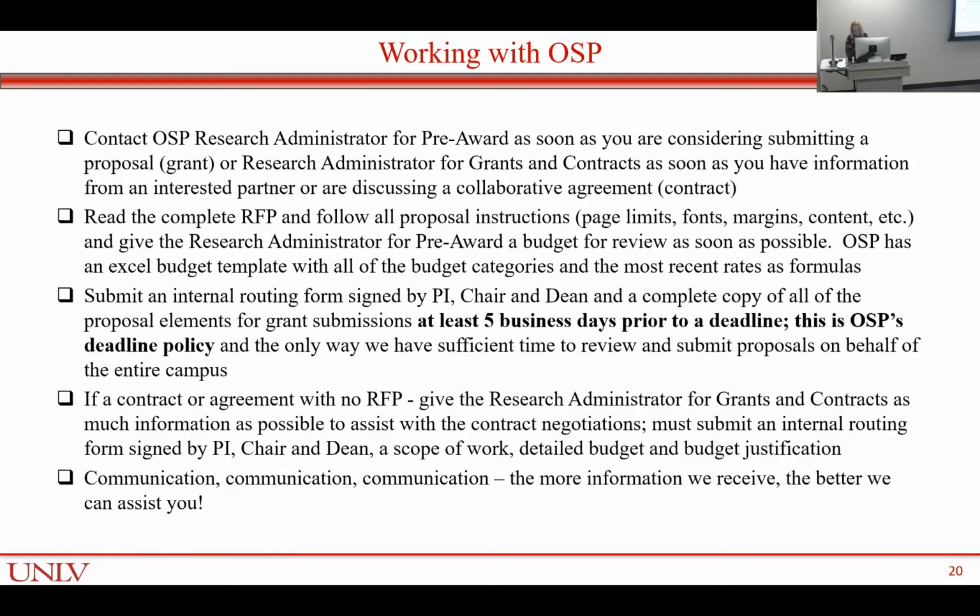differently. So make sure you get the routing form going because that's just the logistics of it. You need it regardless of what you're doing. Get it going with the PI signing, your chair and dean, and then the copy of really the most finalized draft that you can 5 business days before the deadline. That is our policy. It's the only way we can provide sufficient review. If things come in after that, we can't guarantee sufficient review and or submission. We have such a volume, we have to have the 5 business days.